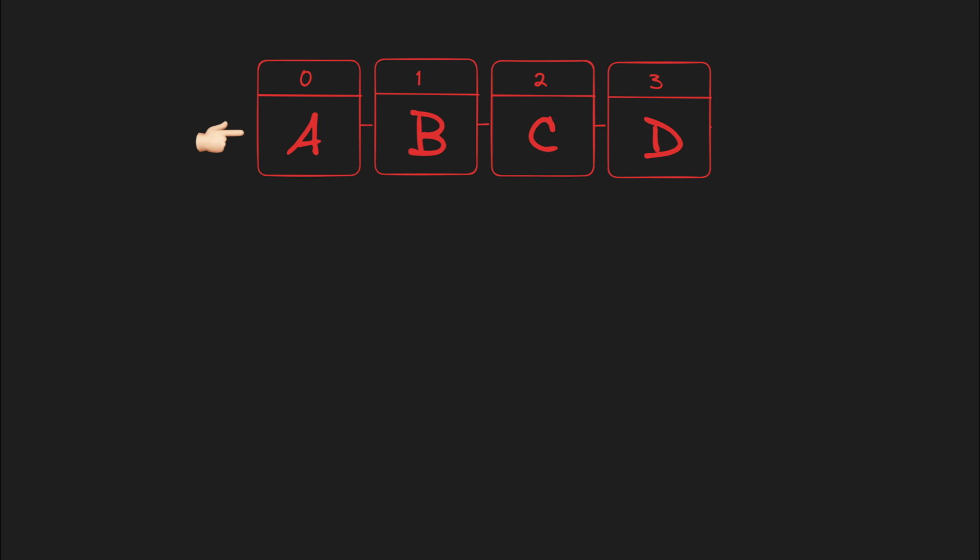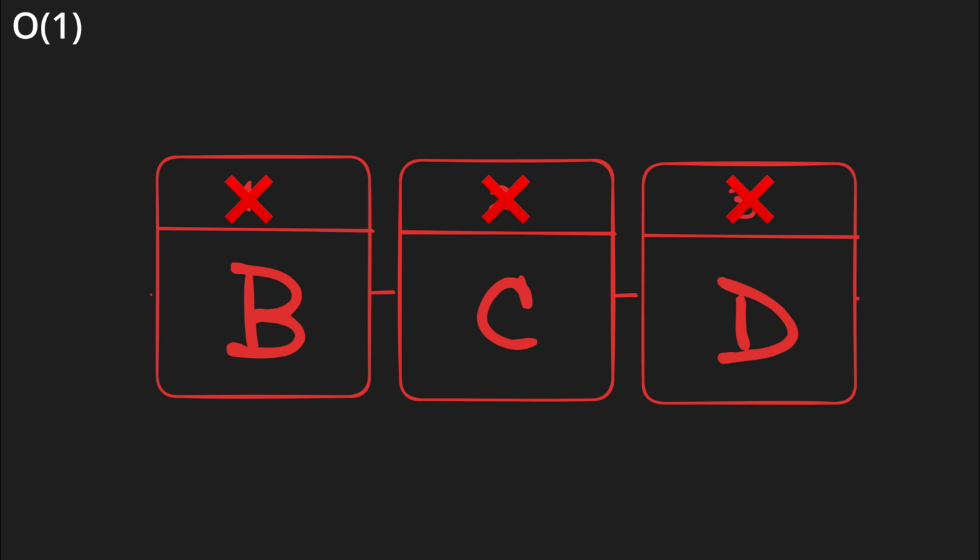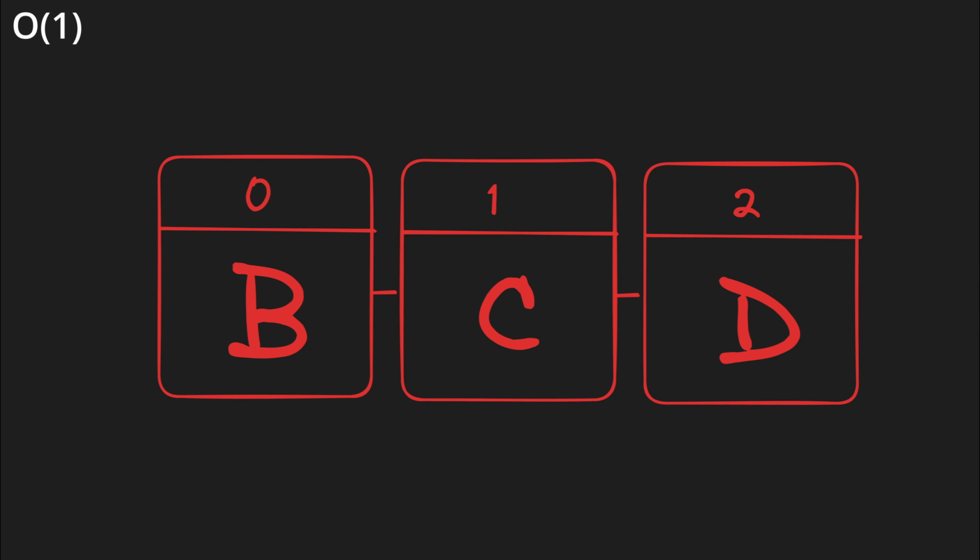Now let's focus on the other end of this array. Let's remove A. That is index of 0. We will use array.shift. This was O of 1. Now don't you notice a problem with this array? The indexes are all wrong. And now we are gonna have to tediously reindex this one by one. And finally we have a proper array.